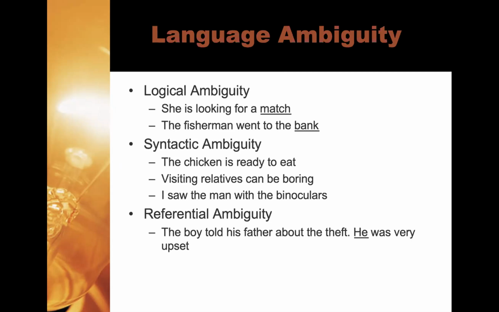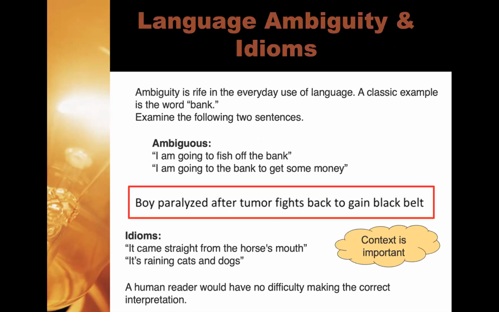So these are some of the ambiguities that we have in our natural speaking language that is challenging in translating in computer processing. Okay, again, here's some more examples, right? And also idioms, right? When we say it came straight from the horse's mouth, did it really come from a horse's mouth? It's raining cats and dogs. Is it really raining cats and dogs?